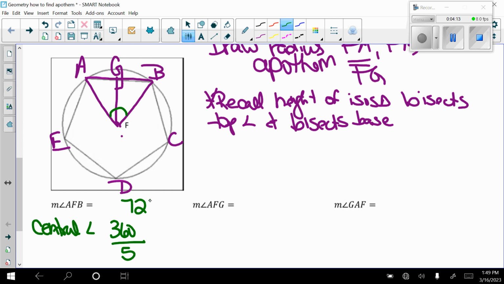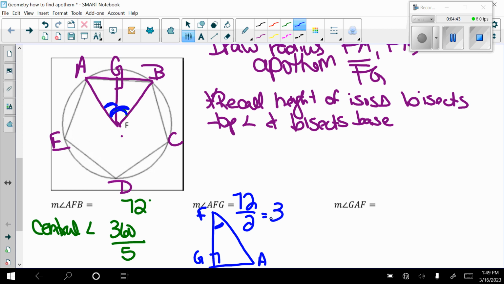Now we want the measure of angle AFG, so that's this little part. I'm going to draw that triangle, what we have here. This is F at the top, G at the bottom, and A over here. I know that this entire angle was 72. I'm only looking for part of it. And remember that the height bisects that top angle. So this is going to be 72 cut in half, which is 36 degrees.